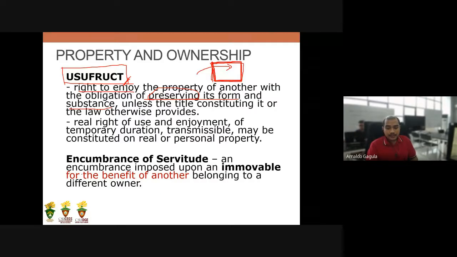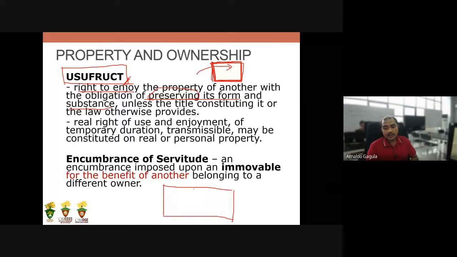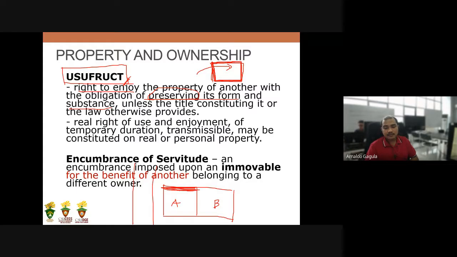So, encumbrance or servitude. An encumbrance imposed upon an immovable for the benefit of another immovable belonging to a different owner. An example of this is easement, which we will discuss later. Easement of right of way: A must give a passage to B so that B can access the room. It is required. So that's encumbrance or servitude.